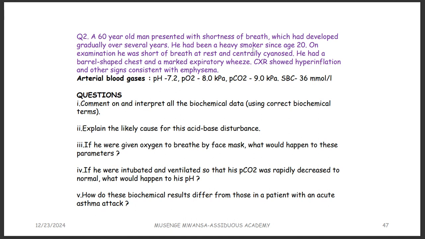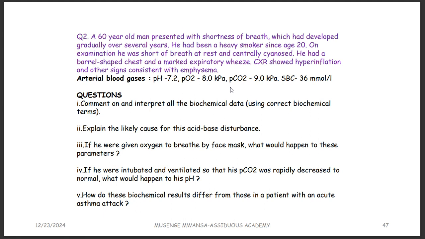Smoking actually is going to be one factor that is very vital in the development of emphysema. So that is the problem. Explain the likely cause of this acid-base disturbance. You can't remove carbon dioxide from the body. Why? There is emphysema, which is a chronic obstructive pulmonary disease, and so there is failure to remove the carbon dioxide.